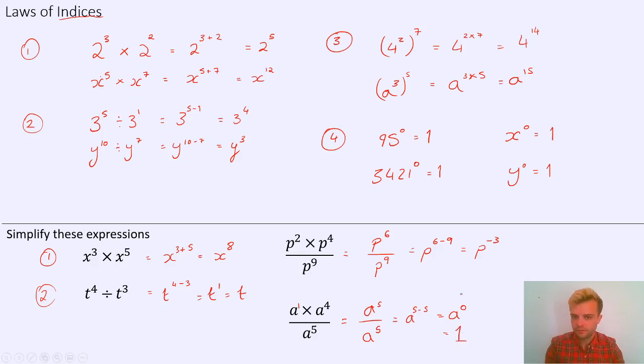So those are the laws of indices, and there's a few examples there of how they work. There are 2 other laws of indices, but they don't come up nearly as often as these 4 do. So these 4 are the ones to try and nail, but you can, of course, look elsewhere for the other 2 rules and how they work.